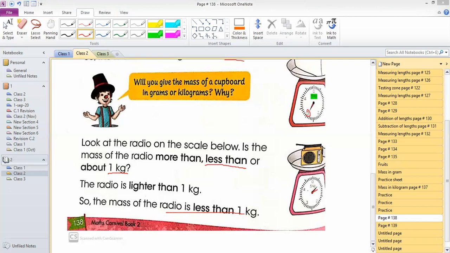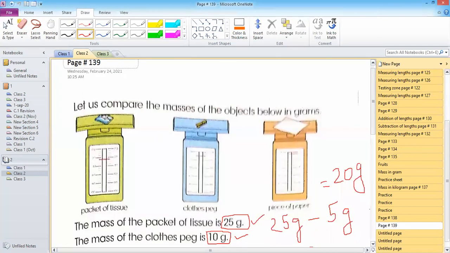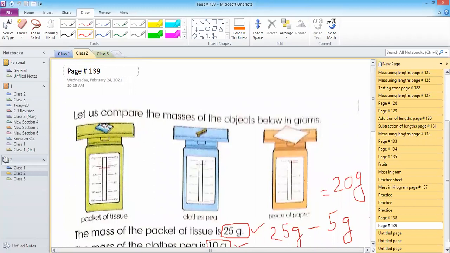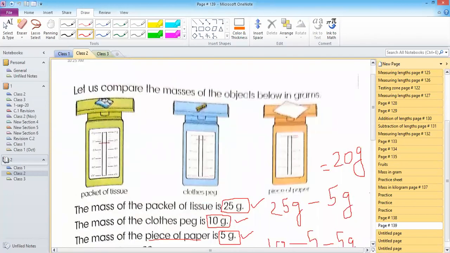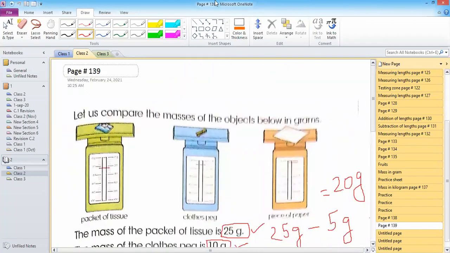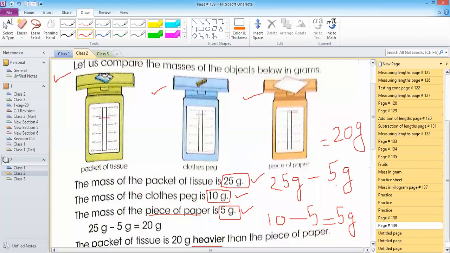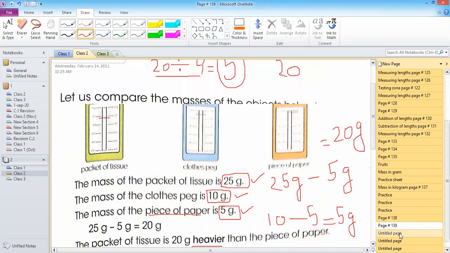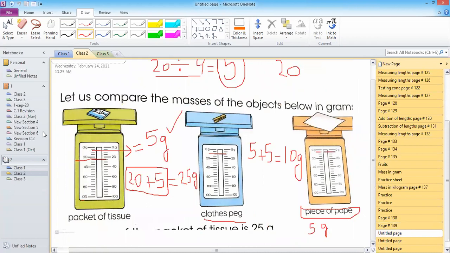Coming to the next page, page number 139. Here, guys, we had to compare three masses, right? The first was the packet of the tissue, the second was the cloth packs, and the third was the piece of paper. So I taught you how you can check the weight on this weight balance. Let's come here. It is starting from 0 gram and going up to 100 gram, this weight balance scale.